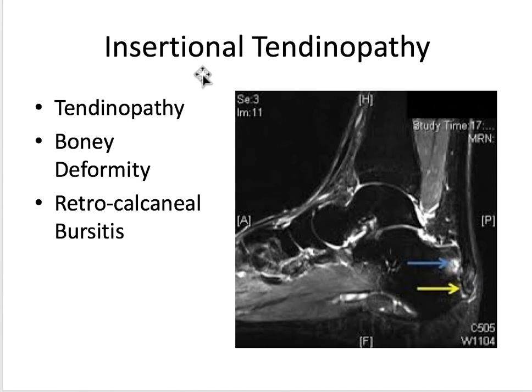So another issue is how to control pressure for insertional tendinopathy. Let's first talk about insertional tendinopathy and locate where the pressure is occurring and how. This is also an MRI image, and what we see in insertional tendinopathy is really a trifecta of 3 things: tendinopathy, bony deformity, and retrocalcaneal bursitis.